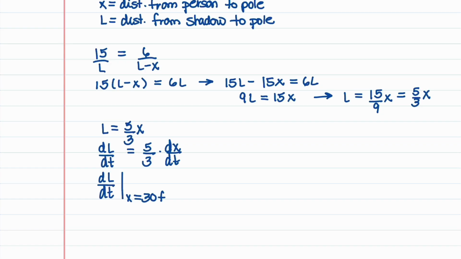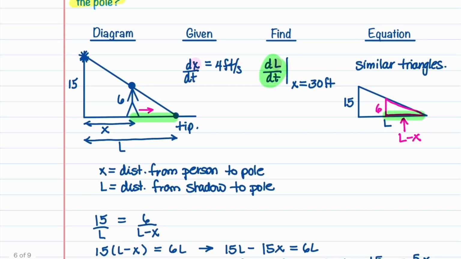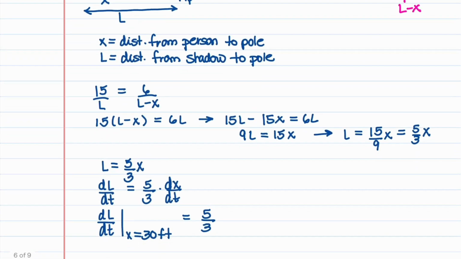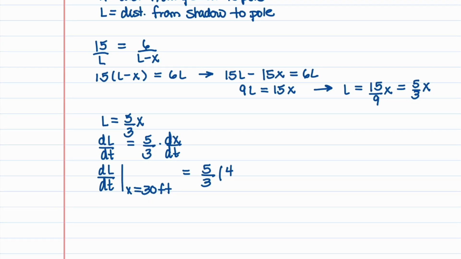So x is 30 feet. So this is 5 over 3. Going back up once more, dx/dt is 4 feet per second. So this gives us an answer of 20/3 feet per second. So we can now say that the tip of the person's shadow is moving at a rate of 20 divided by 3 feet per second.